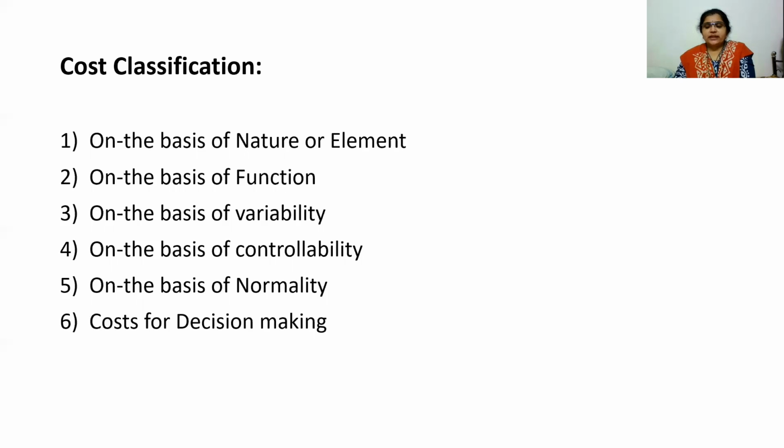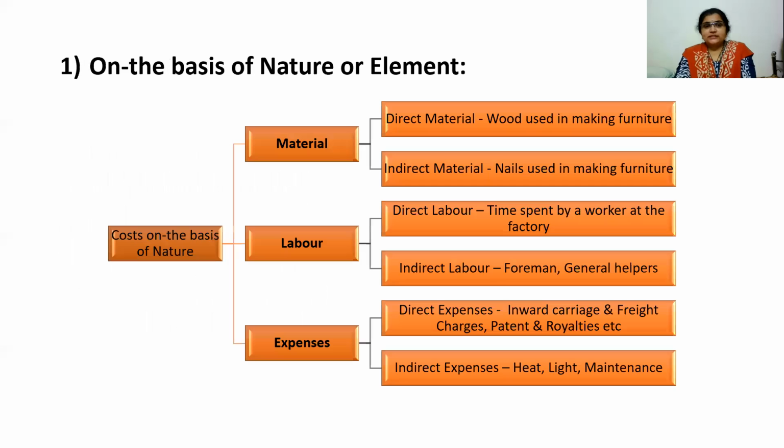That is according to the purpose of managerial decisions. We need to understand what exactly the important classifications of costing are. Okay, first we move one by one. On the basis of nature or element, cost can be classified into three categories, that is material, labor and expenses.